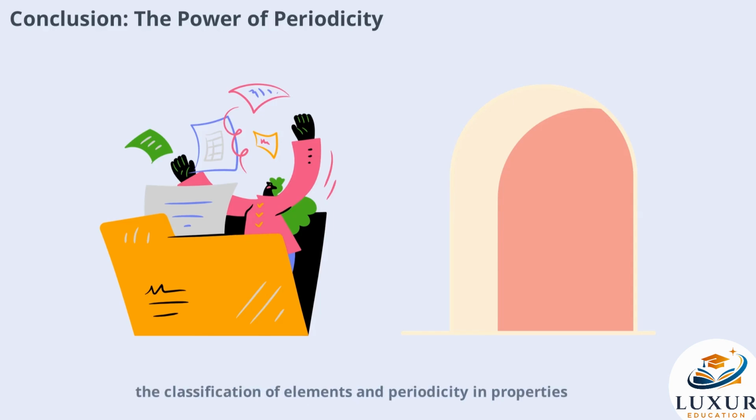The periodic table is more than a chart, it's a map of the building blocks of matter, revealing the logic and beauty of the chemical world. By mastering its trends and classifications, you unlock the secrets of chemistry and open the door to endless discovery.